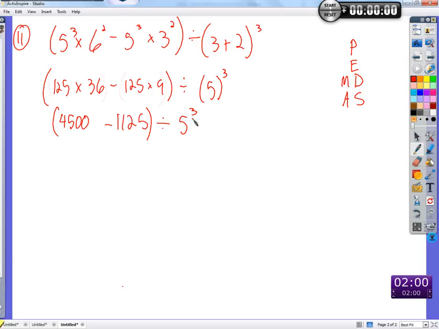Okay, so then what's next? You have to subtract 1,125 from 4,500. Yes, very good. Which is? 3,375. Well, we got 5 cubed there. We can go ahead and do that while we're here. Okay, what's that give us? Jared? 27.